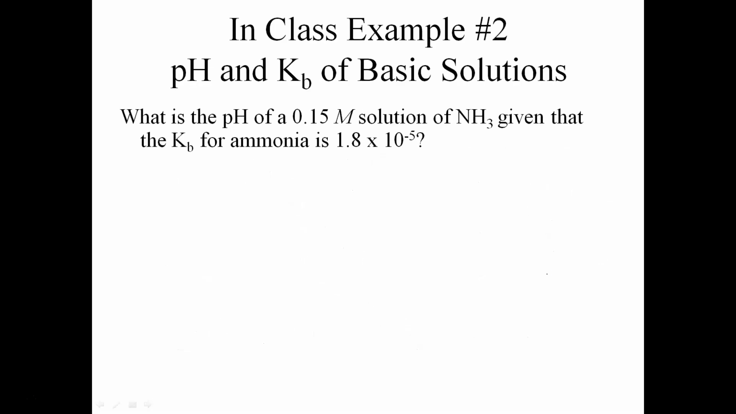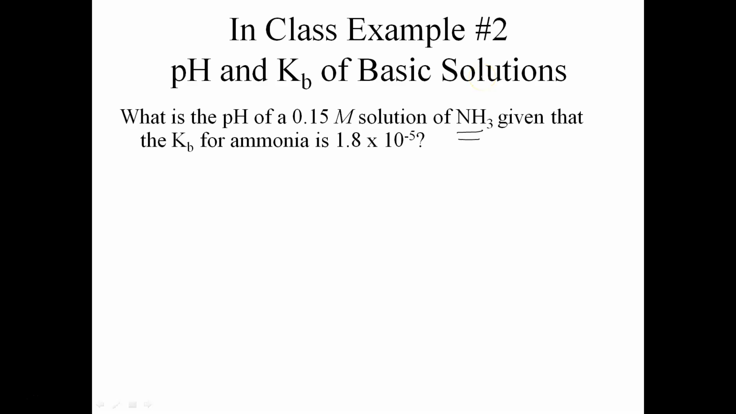Okay. The next one is dealing with pH and the Kb of basic solutions. So it's not too much more difficult here, but we have to think a little bit. It says, what's the pH of a 0.15 molar solution of NH3, given that the Kb for ammonia is 1.8 times 10 to the negative fifth? So a couple ways to do this. I'll go through one of them, and then I'll show you one other shortcut. So think a little bit.